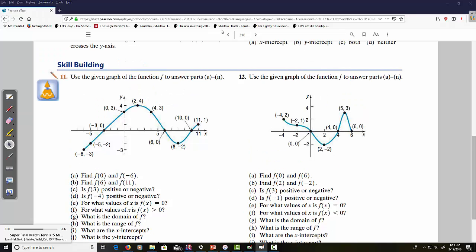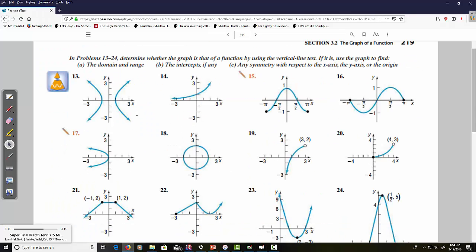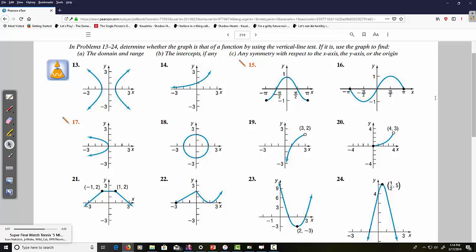Let's move on to another problem. Or rather, a set of problems. In these problems, we are asked to determine whether they are functions, find the domain and range, find the intercepts, find any symmetry with respect to the x-axis, y-axis, or the origin. You may actually recognize these graphs from an earlier section. We talked about these specific graphs in 2.2, where we talked about their symmetry. Well, we're re-examining them now to see whether they are functions. Well, will they pass the vertical line test is the question.